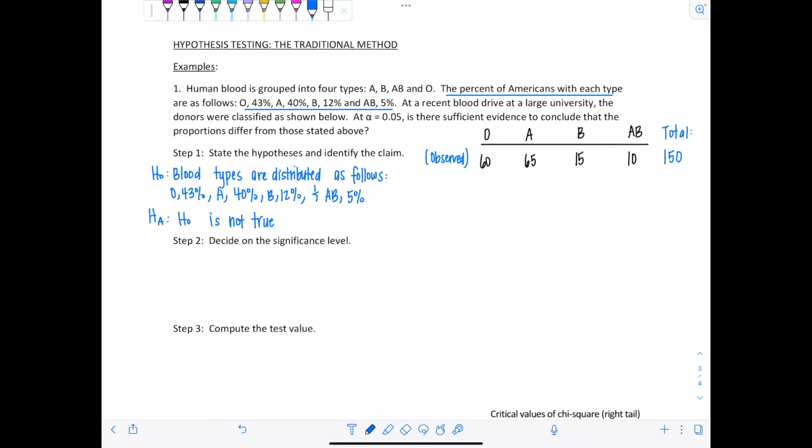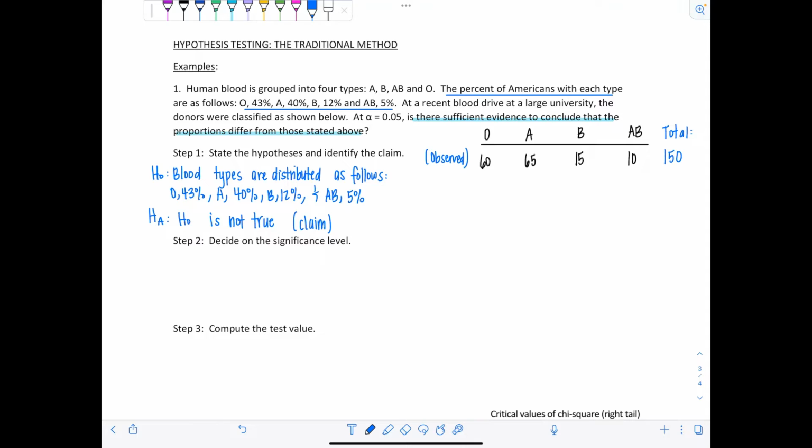I'm not going to specify which blood type doesn't fit that pattern, because in order for H naught to be not true, only one of them or more than one could not match the distribution given. So we're not worried about how it differs. We're just going to say this is not true. And that's the claim, right? Is there sufficient evidence to conclude that the proportions differ? So that's what we're claiming, that H naught is not true, that the proportions differ from how it's stated here.